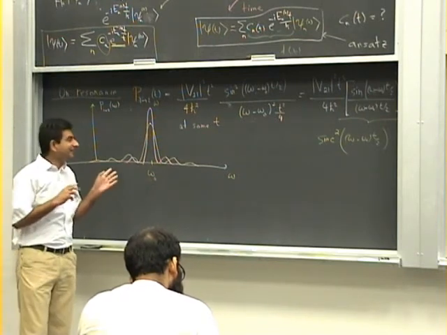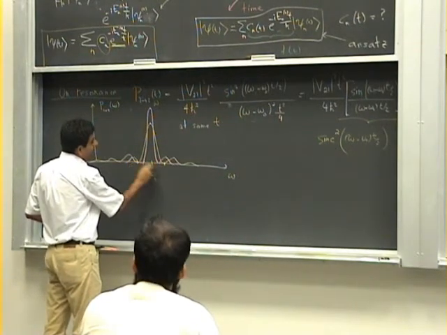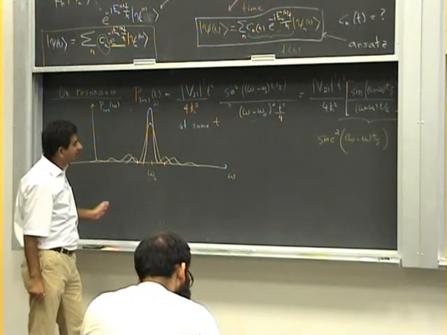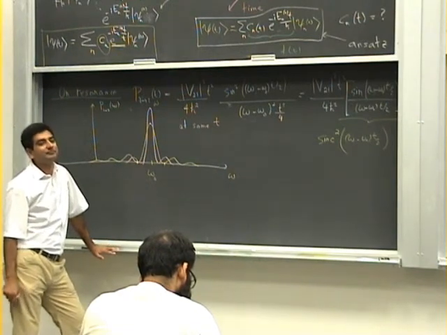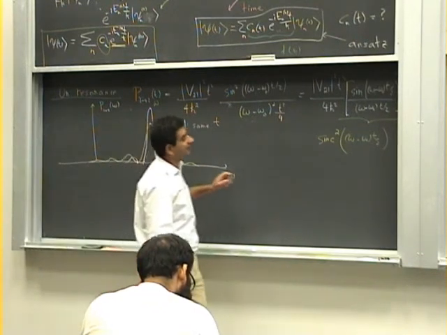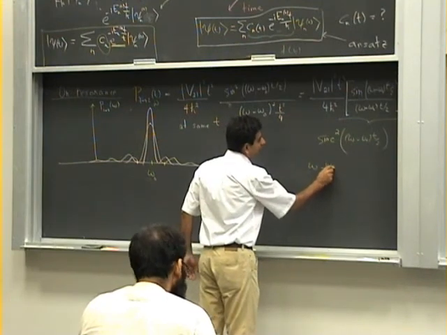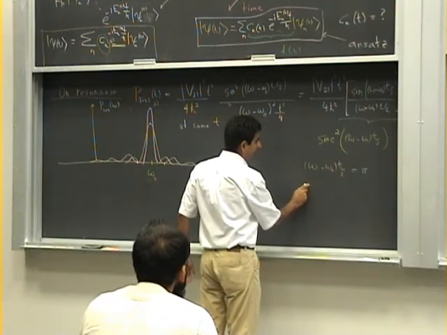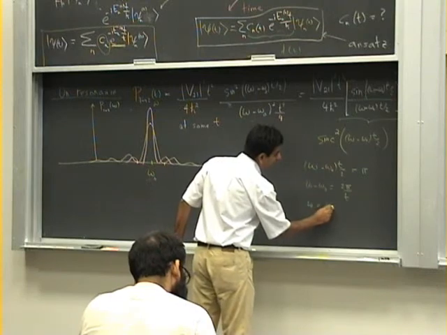So what lessons do you get from this now? The first thing: look at the yellow curve. At some time t, there is some frequency omega for which you will never be able to make a transition, because the probability here is zero. We can find that frequency omega. It is when this term equals pi. So (omega minus omega naught) t by 2 equals pi, which means omega minus omega naught is 2 pi over t. Omega equals omega naught plus 2 pi over t.